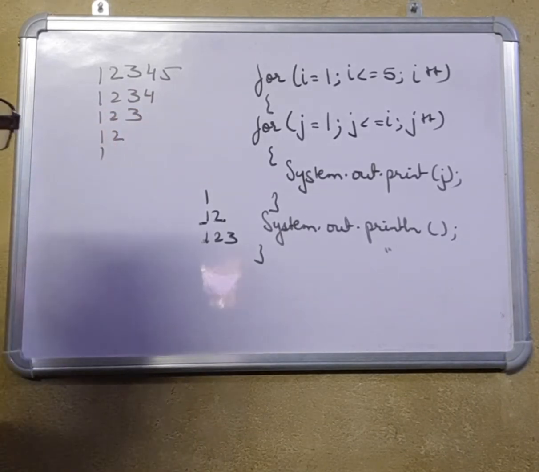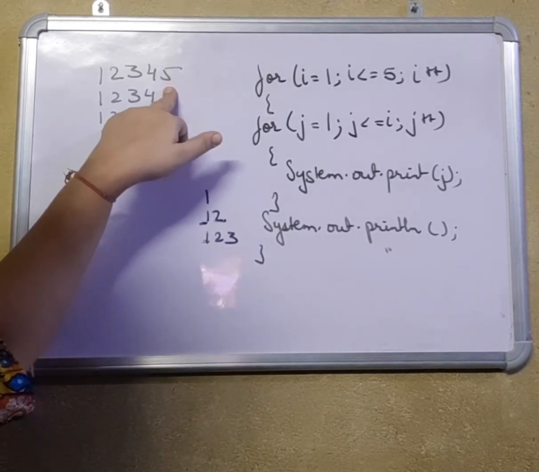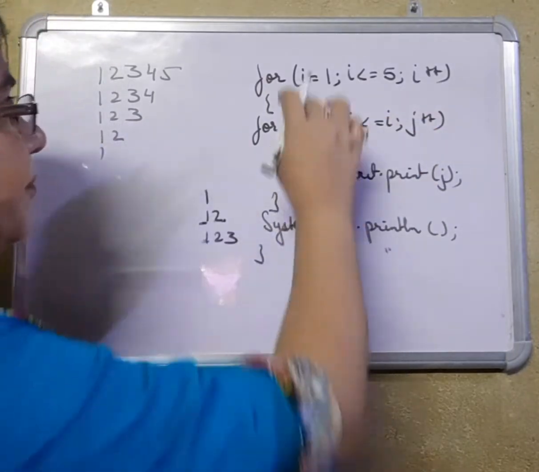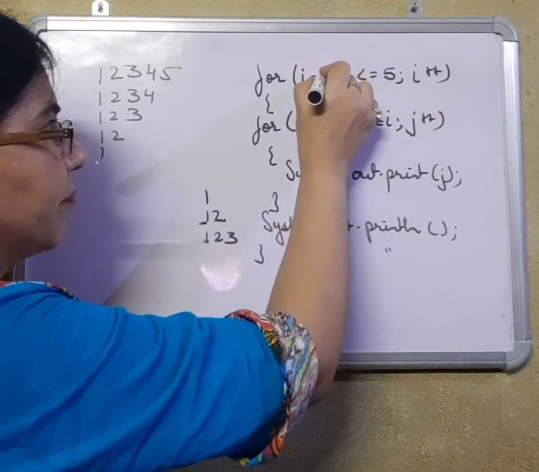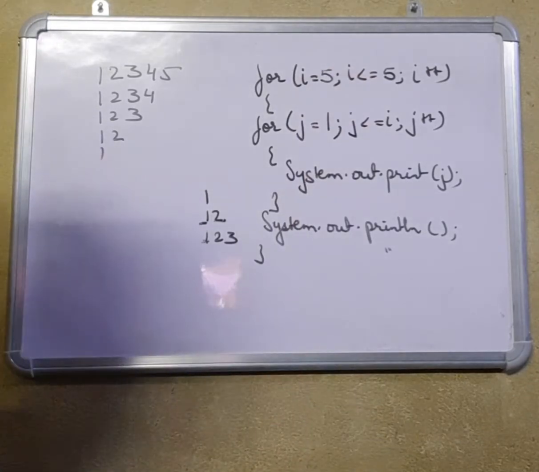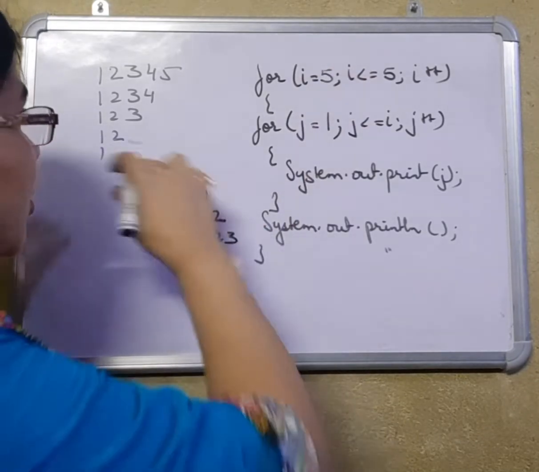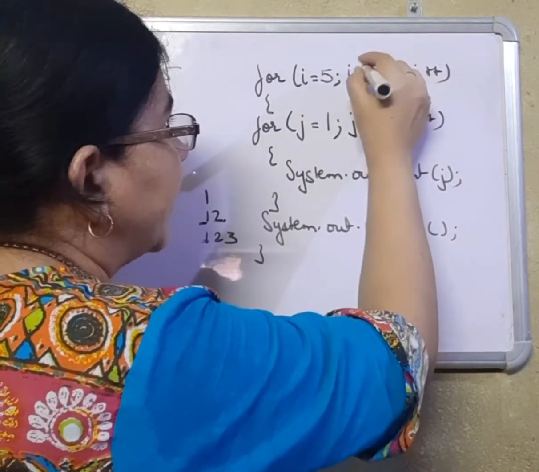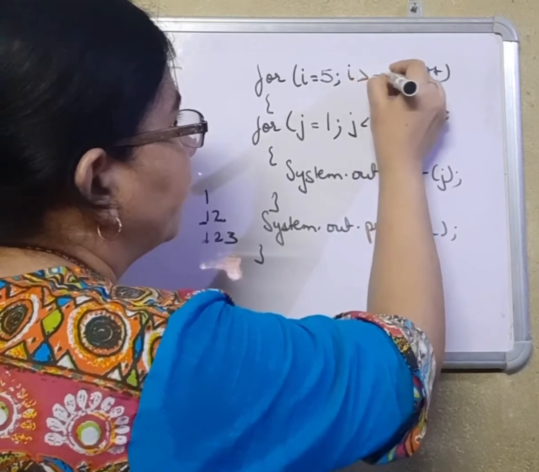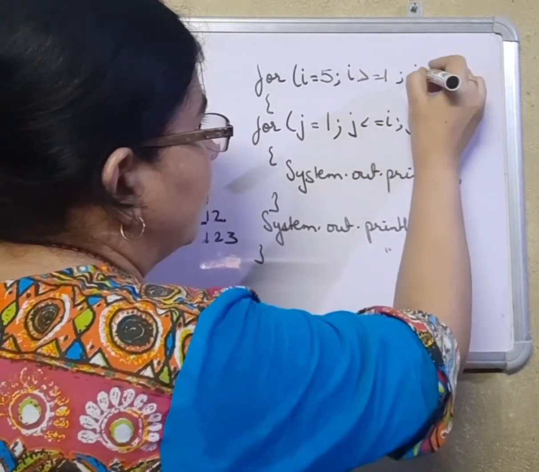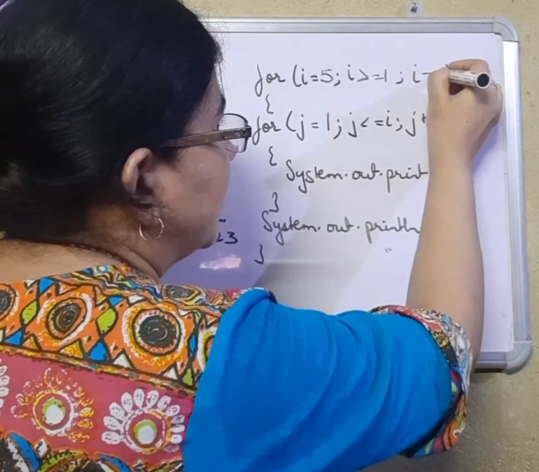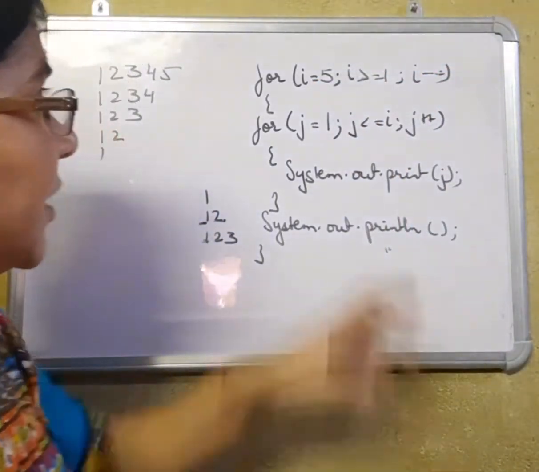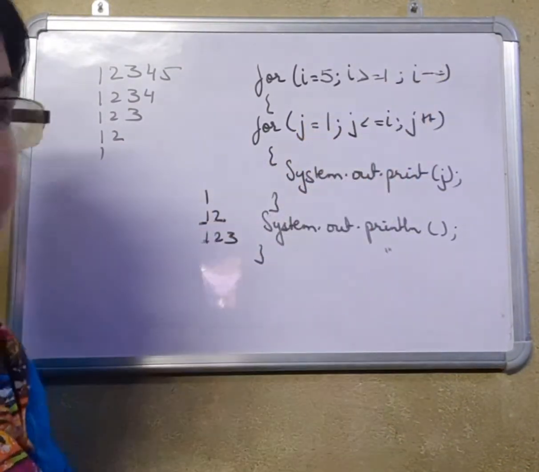So what is the last limit of the first line here? It is 5. What should we do? We should give this as the initial value to I. And the last limit of the last line is 1. So this should be the condition for I, but this time we will be using I greater than equal to 1 and I minus minus.